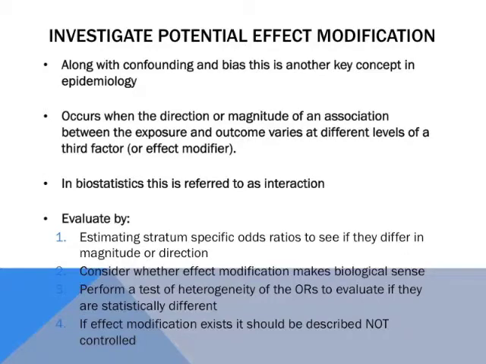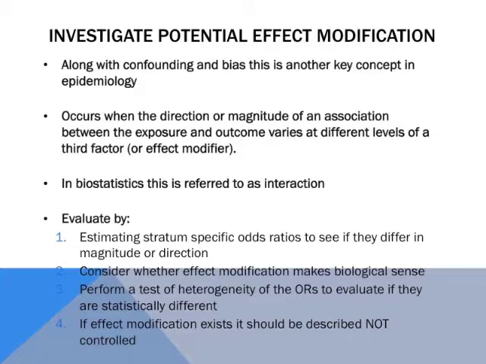Effect modification, along with confounding and bias, is another key concept in epidemiology. Effect modification occurs when the direction or magnitude of an association between the exposure and outcome varies at different levels of a third factor, known as an effect modifier. In biostatistics, this is referred to as interaction. Effect modification can be evaluated by estimating stratum-specific odds ratios to see if they differ in magnitude or direction.